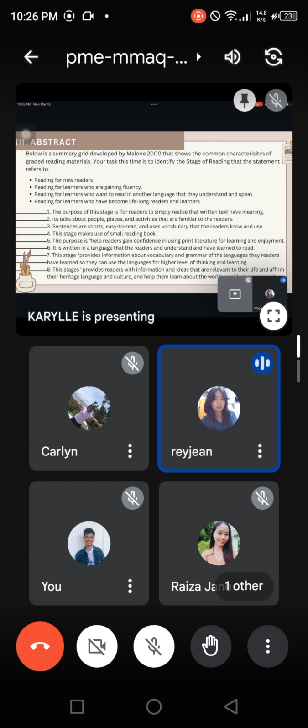Number 4, this stage makes use of small reading books. And my answer also here is reading for new readers. Number 5, the purpose is to help readers gain confidence in using print literature for learning and enjoyment. As well, my answer here is reading for new readers.